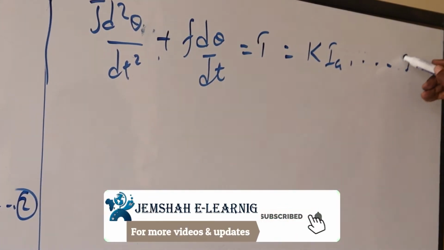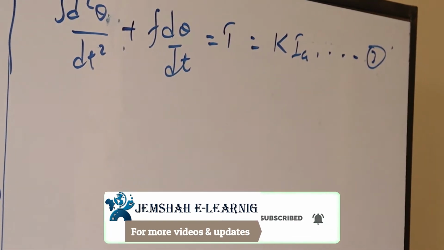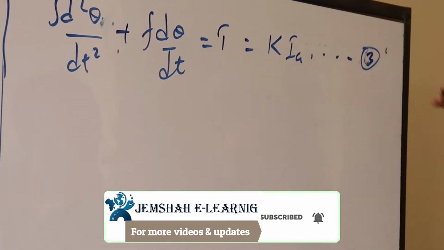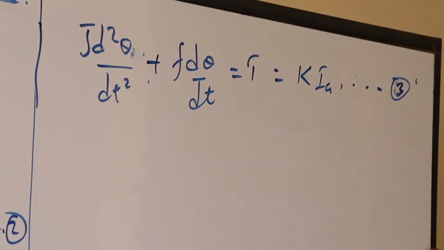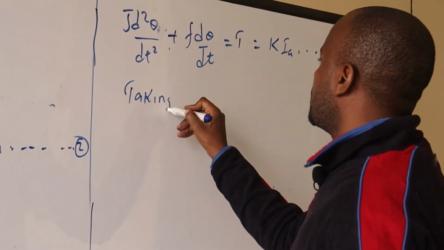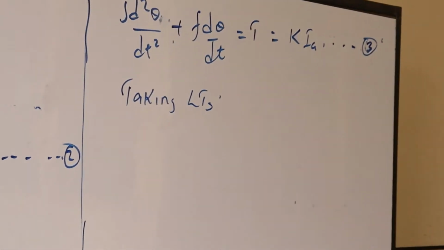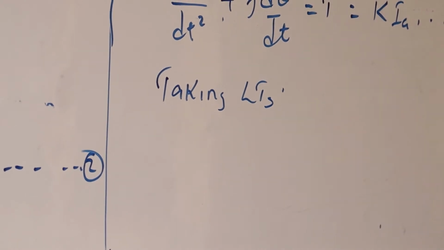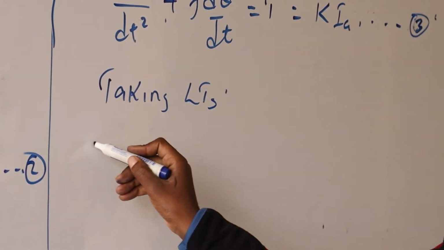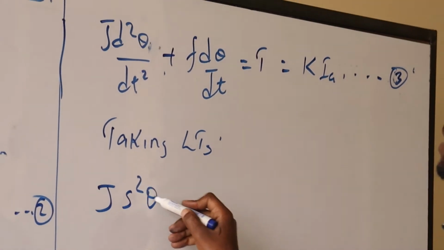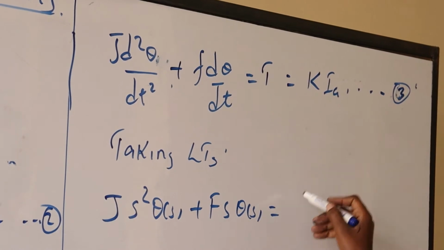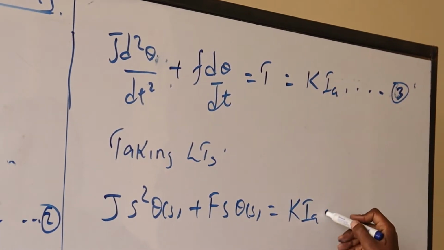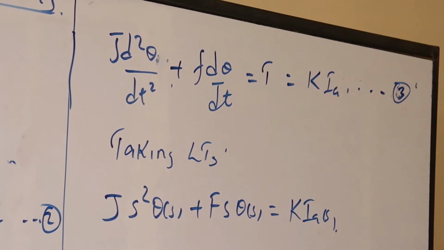And this one, we can call it equation number 3. And then we can take the Laplace transform. So taking Laplace transforms, what we now get is J s squared theta of s plus F s theta of s is equal to K IA of s. So if you look at that, then we can now develop the block diagram.